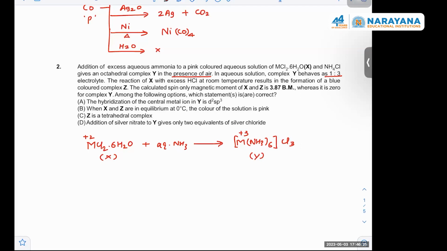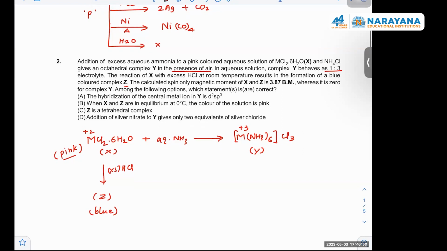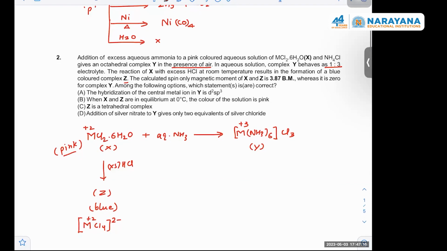The reaction of X with excess HCl at room temperature results in the formation of blue colored complex Z. So this will be a blue colored complex, while this was a pink colored compound. Basically, chloride and water are weak field ligands. So in this situation also, electrons will remain unpaired and no oxidation will take place. This M will be in +2 state only. In the lower oxidation states, it might form a coordination number 4 complex, because it has a lower oxidation state. Chlorine is a weak field ligand, so the overall formula of the complex might be this.